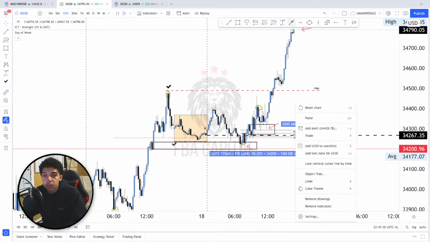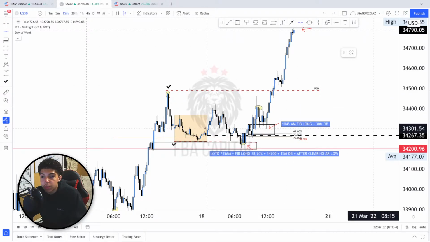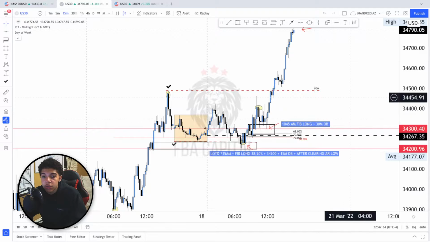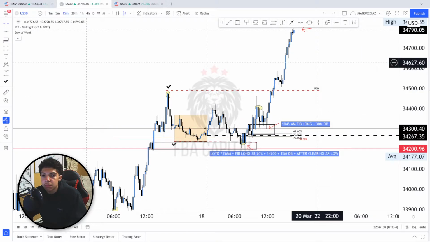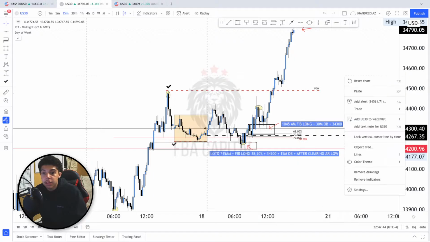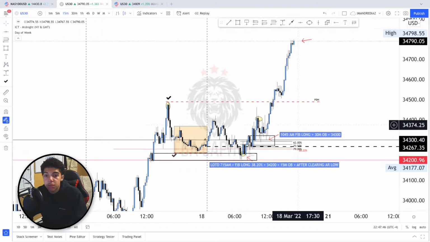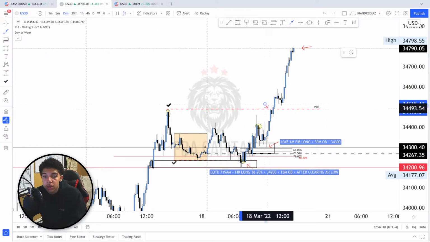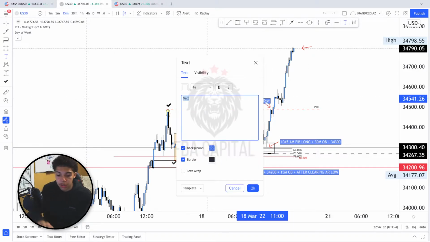At what level? We retrace right back into 34,300, which is another big figure level. It's not one of my main ones, so I'm going to keep it black. You see price retrace into it, so we have that 30-minute order block plus you retrace into 34,300. And then from here, price just continued to expand, targeting the previous day's high. So that is also something you want to keep in mind.